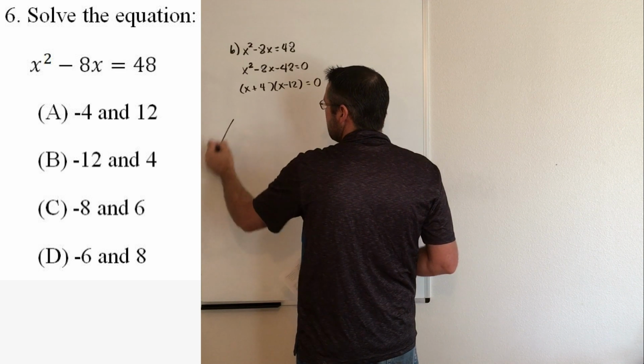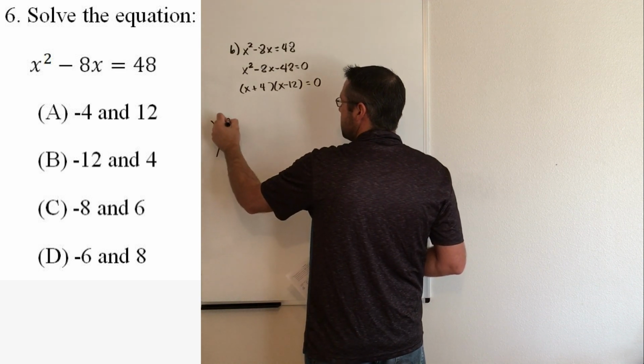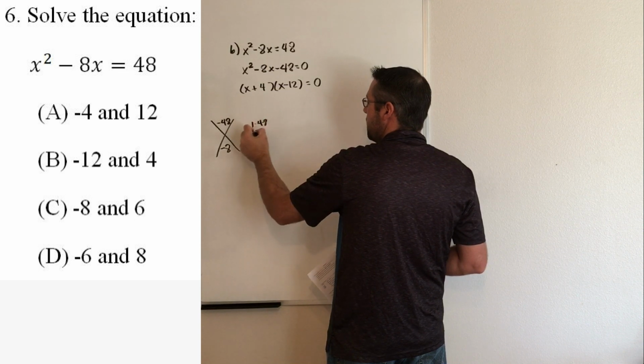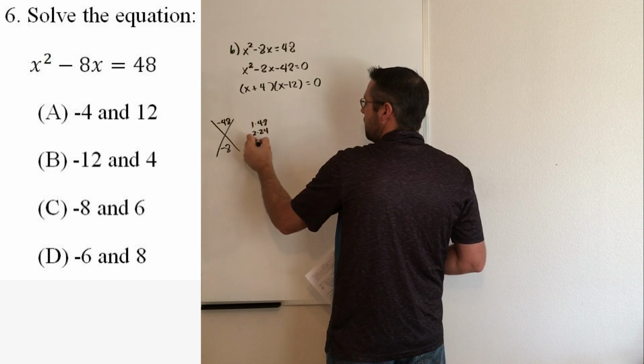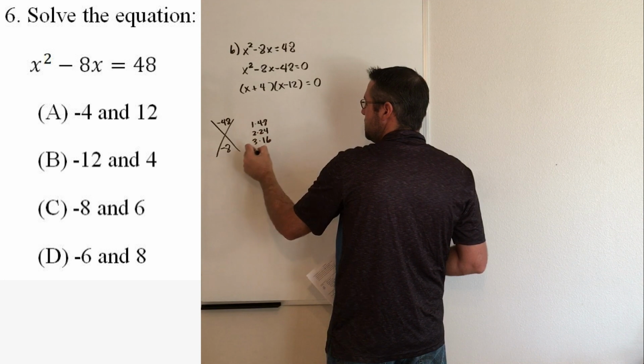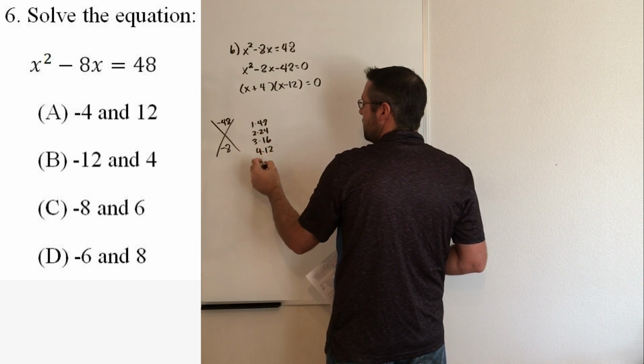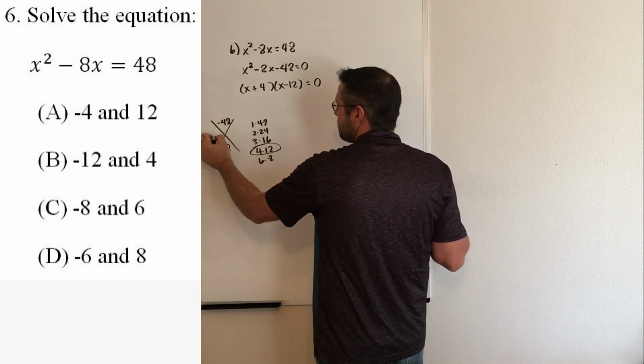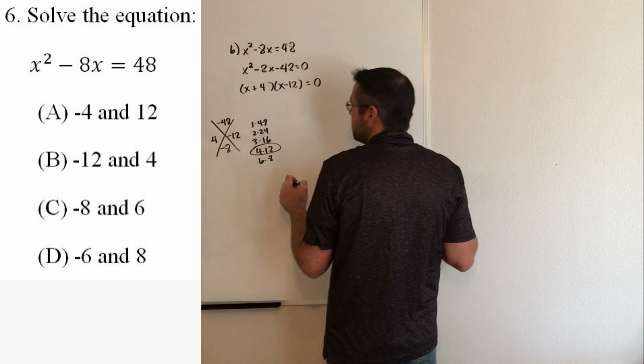If you didn't see that, then you would just factor. A times c is negative 48. B is negative 8. We list our factors. 1 times 48. 2 times 24. 3 times 16. 4 times 12. 6 times 8. And that's all of them there. We were looking for the one that adds up to 8. So that's this guy. 4 and 12. The 12 is negative. So there's that.